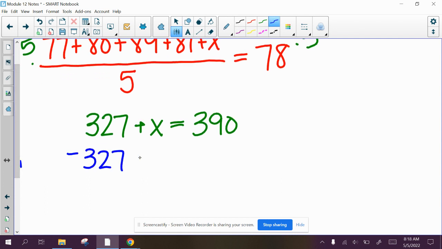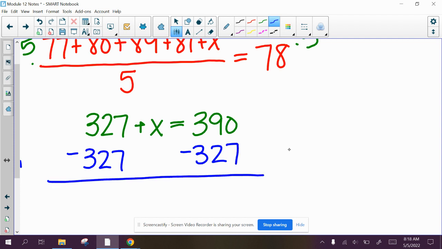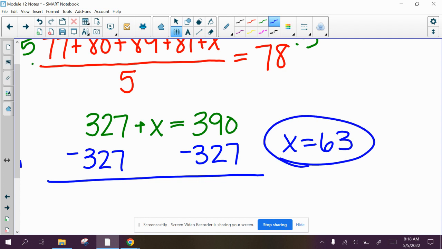Subtract 327 off of both sides, and you get that x is equal to 63. So Brian would need at least a 63 on his test if he wants his average to be at least a 78.